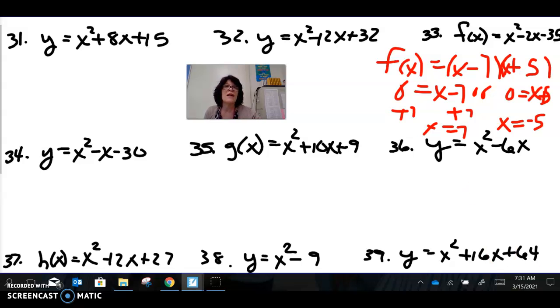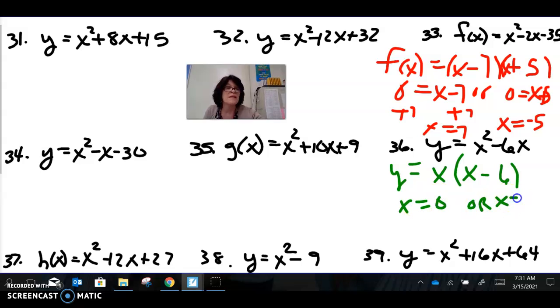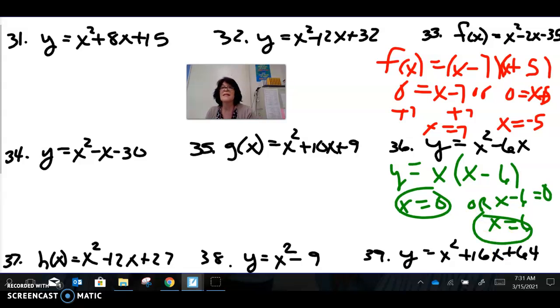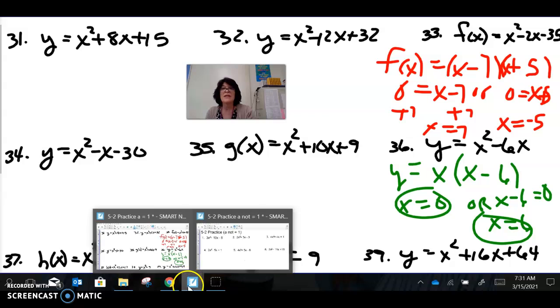Number 36. 2 terms, not the difference of 2 squares. The only thing I have left is to hopefully factor a greatest common factor out. I can take an x out of that, right? They both have an x. So now if I want to see where that equals 0, I set x equals 0 or x minus 6 equals 0. Well, x equals 0 is done. Add 6, we get x equals 6. Okay? So hopefully you have enough on this page that you'll be set to go.